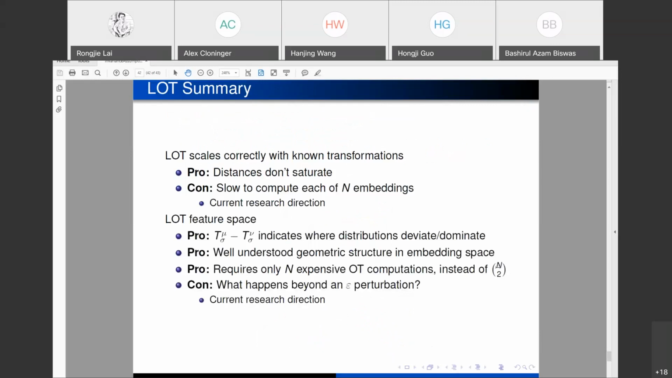So that's basically it. There are a lot of current directions I'm going with this. What if we want to reduce the complexity? You still have to compute optimal transports, so we're moving towards fast, approximate optimal transport algorithms. What happens if you go beyond epsilon perturbations? What happens if you don't just assume sigma is a Gaussian, but allow it to be like a barycenter or something like that? This is ongoing work.